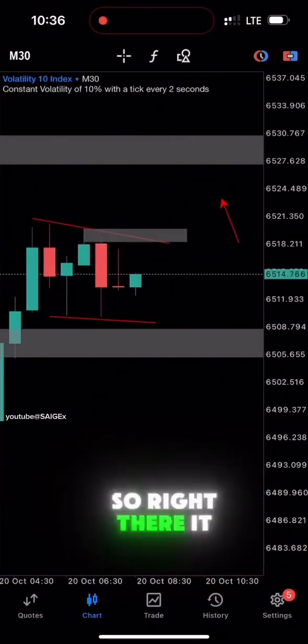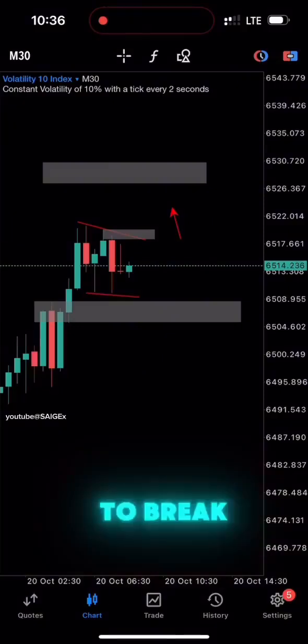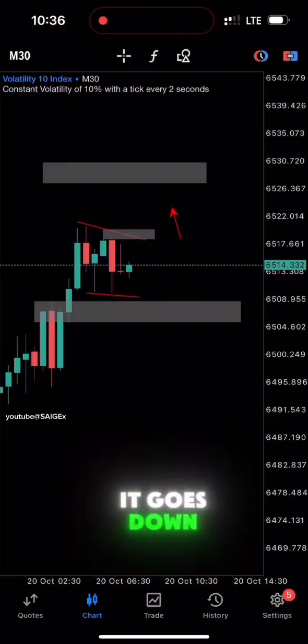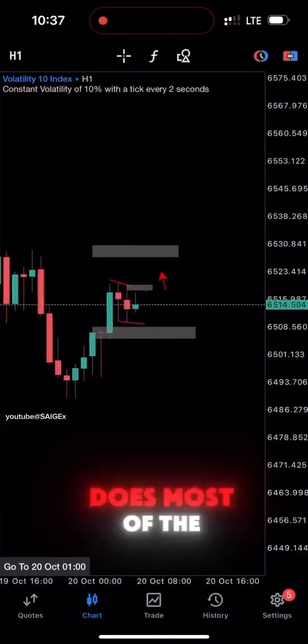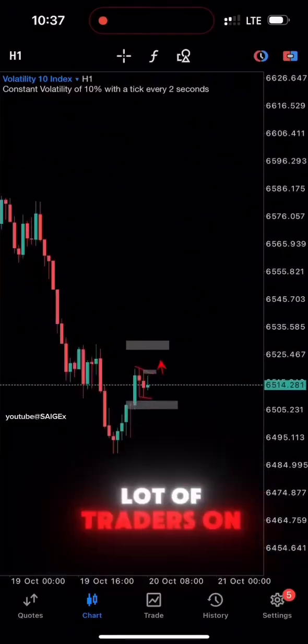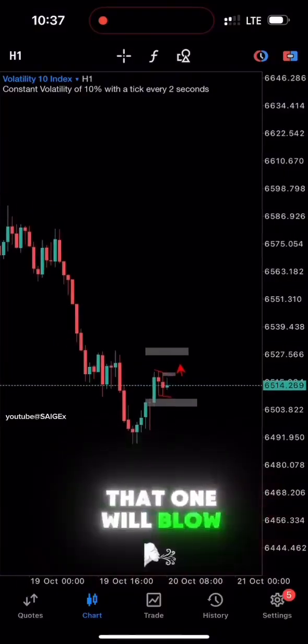So right there, it might even go, and it will make you feel like it's about to break the trend line going upwards, and then when you enter full margin, it goes down. That is what it does most of the time, and that is where it catches a lot of traders on. So be careful on that part, because that one will blow your accounts.